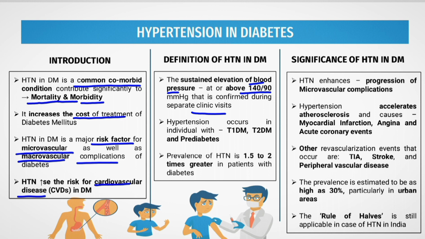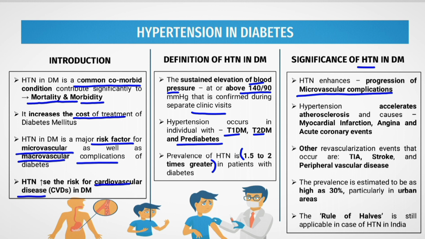Hypertension can occur in any kind of diabetes, that is type 1, type 2, and it can even be present in a person with pre-diabetes also. The prevalence of hypertension is found to be around 1.5 to 2 times greater in a patient with diabetes as compared to a normal person. So what is the significance of having hypertension in diabetes? Hypertension in diabetes can enhance the progression of microvascular complications.